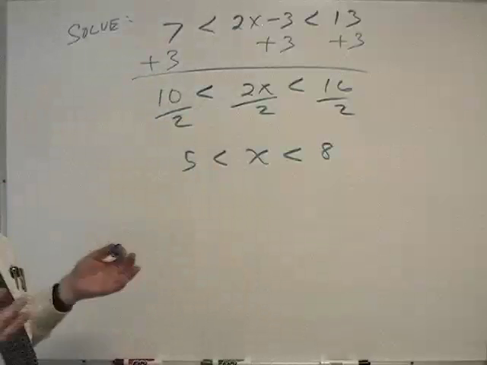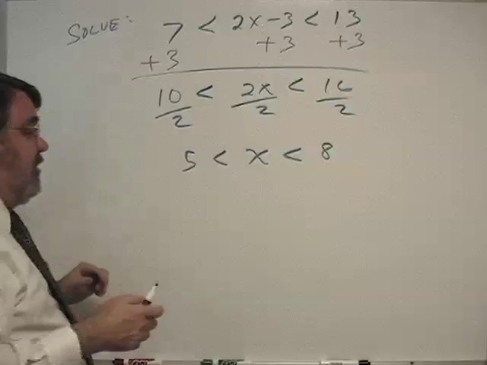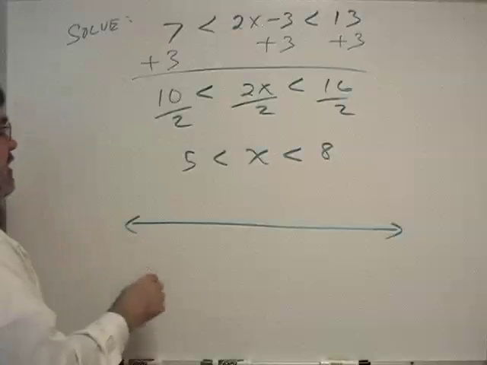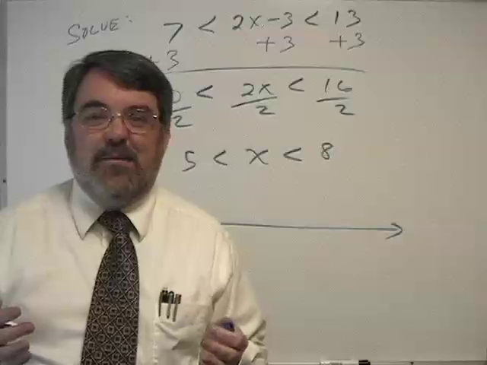So we have solved for x. By isolating x, we're done with the solving part. Now, I'm always going to ask you to write these on a number line, because I want to see if you can interpret what you got. If you can't interpret properly what you have, then what's the use?